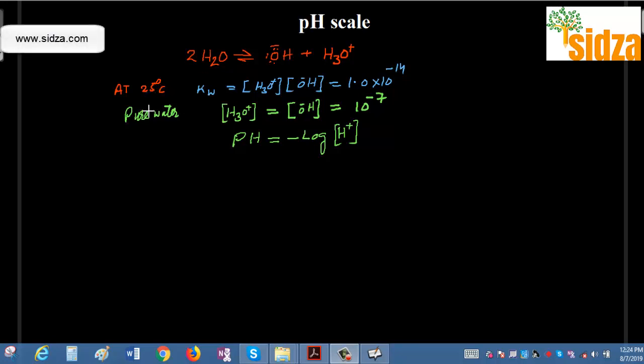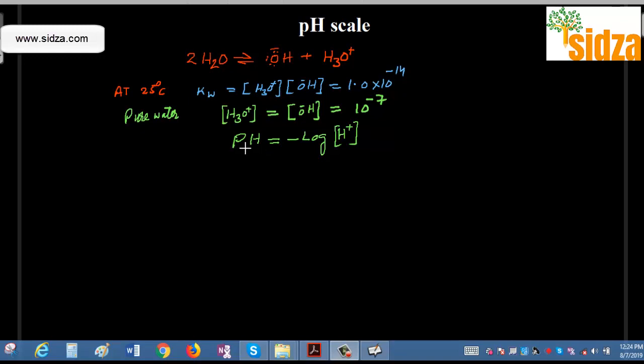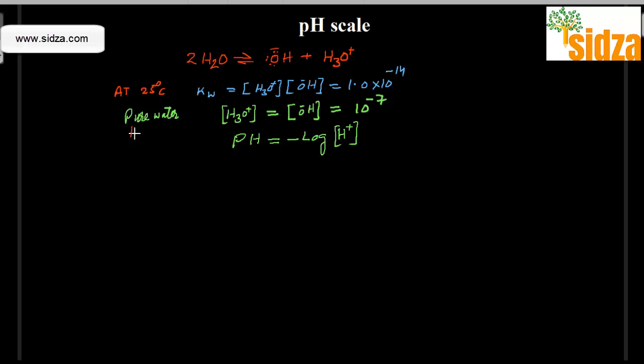So we learned that for pure water at 25 degrees Celsius, the dissociation constant of water is 10 to the power negative 14, which means that at 25 degrees Celsius, the hydrogen ion concentration is 10 to the power minus 7, and the same will be the concentration of the hydroxyl ion for pure water. And we also learned that pH is equal to minus log of the H plus ion concentration, which means that for pure water the pH will be 7, right? The pH for pure water is 7.